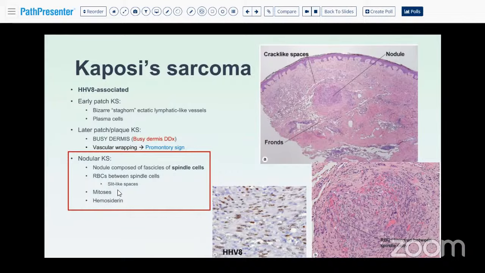And nodular KS, which I've highlighted here because that's the one that's most likely to be confused with perhaps angiosarcoma, is a nodule composed of fascicles of spindled cells with red cells between slit-like spaces. These are somewhat atypical, but not as atypical as our angiosarcoma cells. They're more spindled and form slit-like spaces. You can see some mitoses and often some hemosiderin, and importantly, HHV8 positivity.